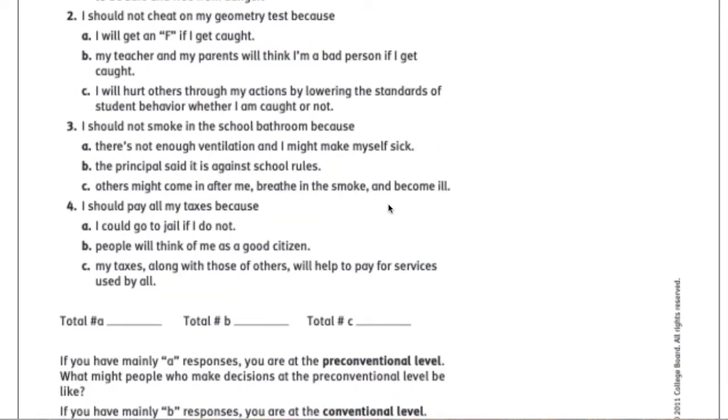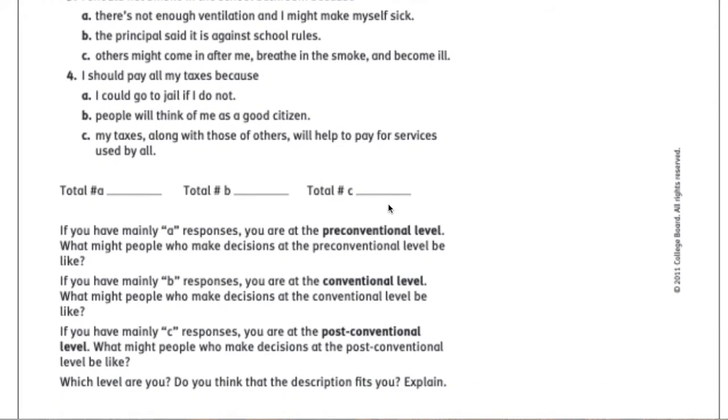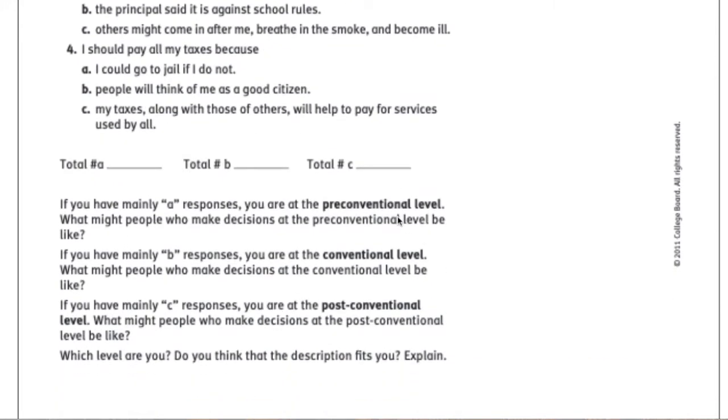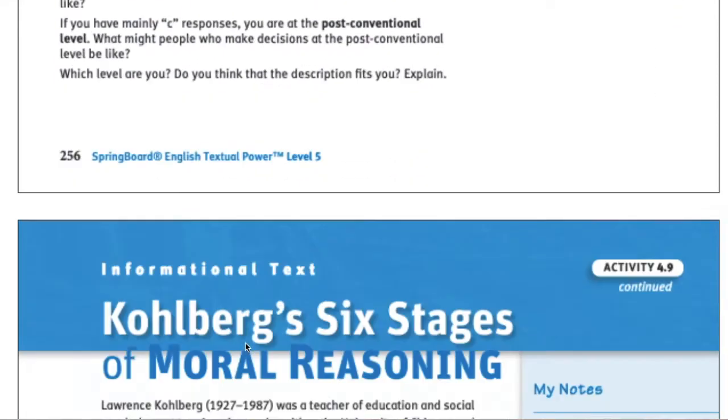All right, once you guys have that done, you're going to total it up and look at the responses. It's something you'd see in a magazine. If you mostly have A, you're at pre-conventional level, B, conventional level, and C, post-conventional level. So which level are you, and do you think that description fits you? Now, they didn't give you the description, okay? We have to go and read it. So let's go ahead and read it before we do that.